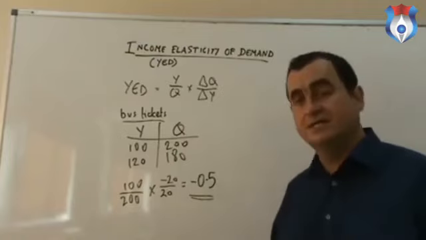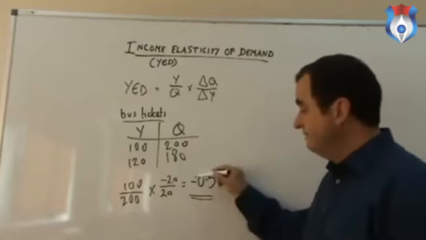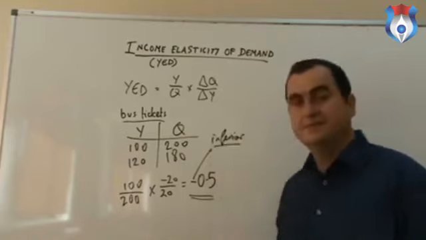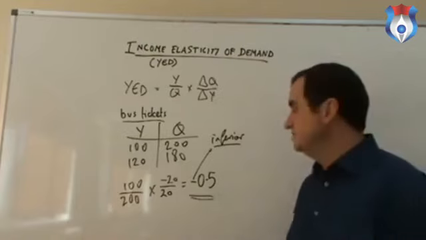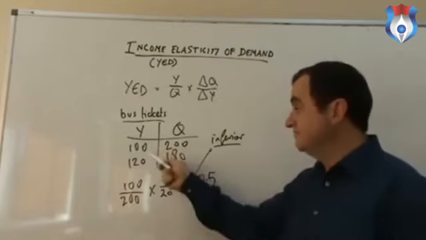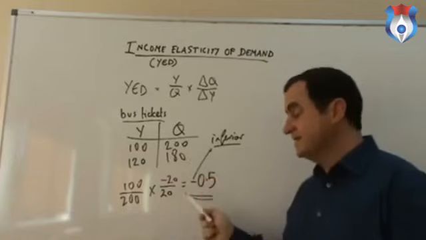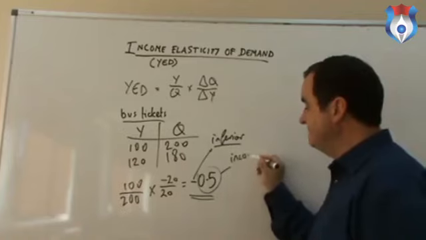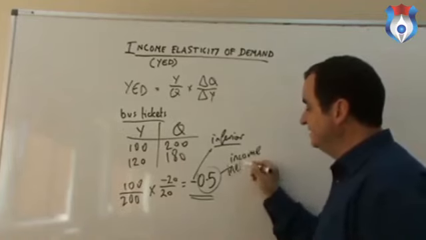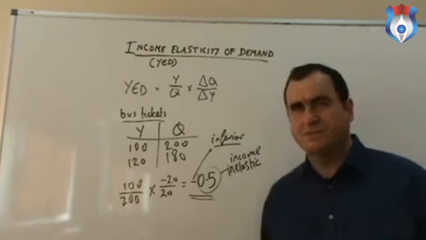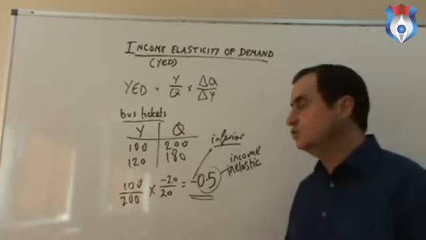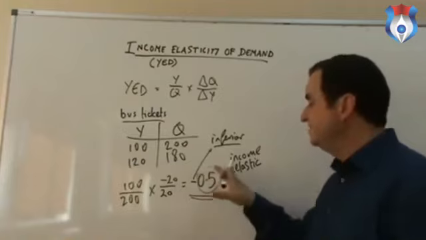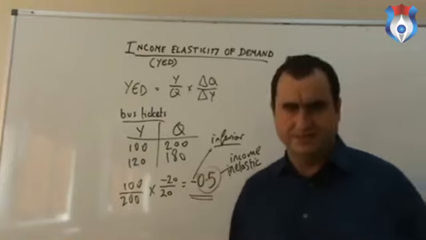Again, we must look at sign and size. The sign tells us it's inferior. It's an inferior good. The demand for it changes in the opposite direction to our income change. My income rose, my demand fell. It comes out as negative. The 0.5 tells us that it's income inelastic, not very responsive. A 1% change in my income would cause a 0.5% change in my demand for this good.